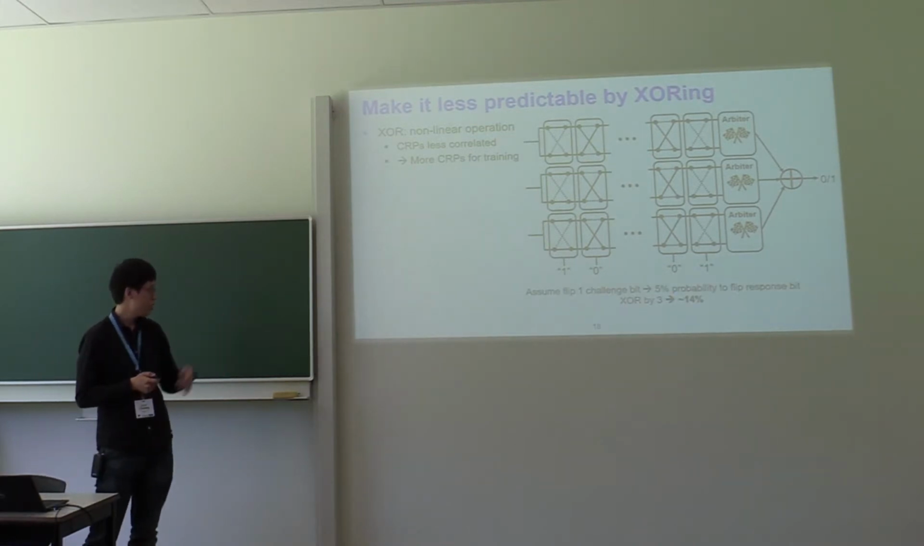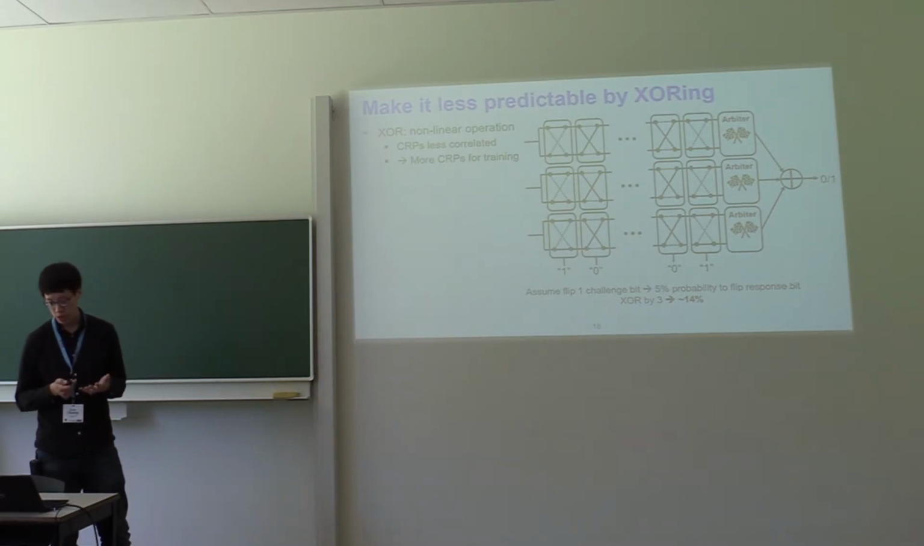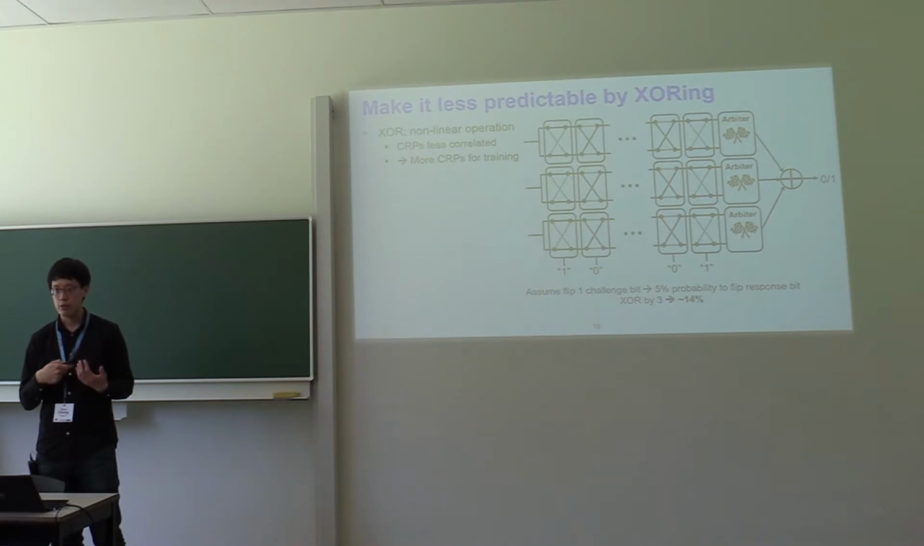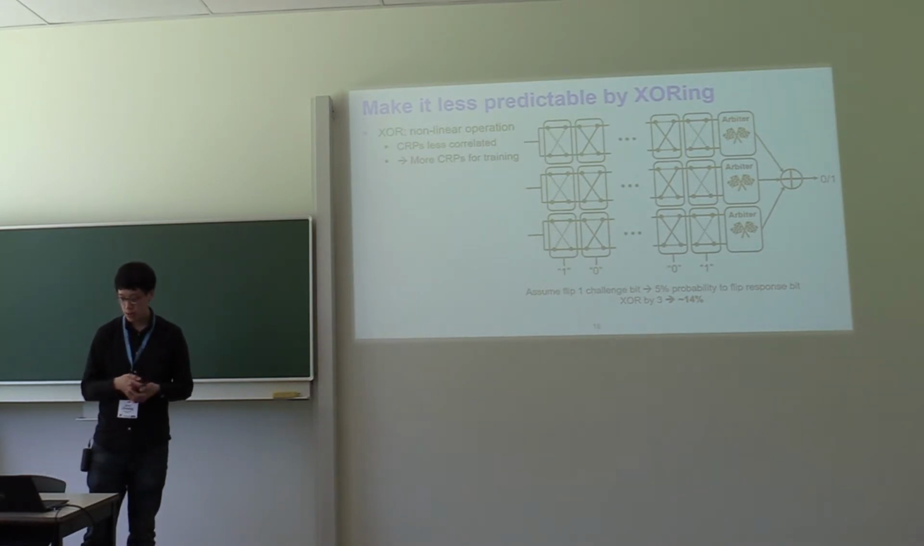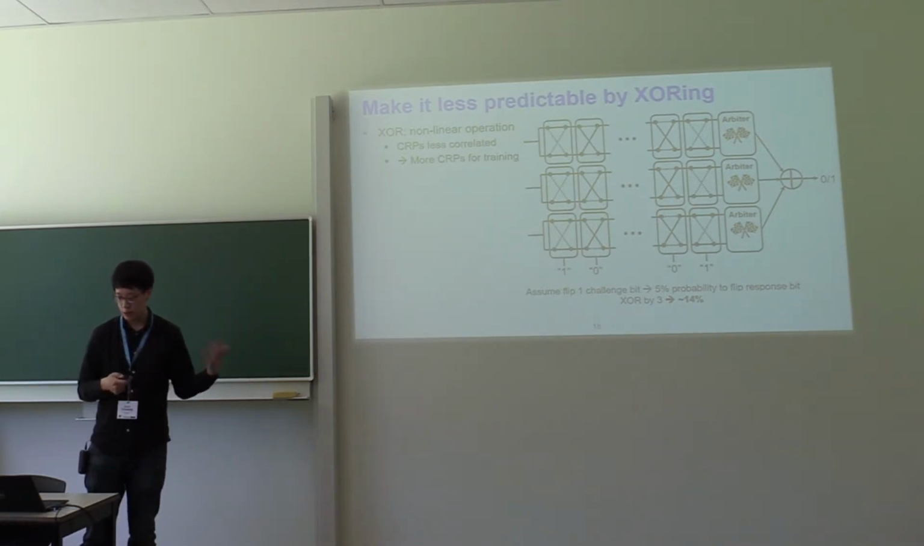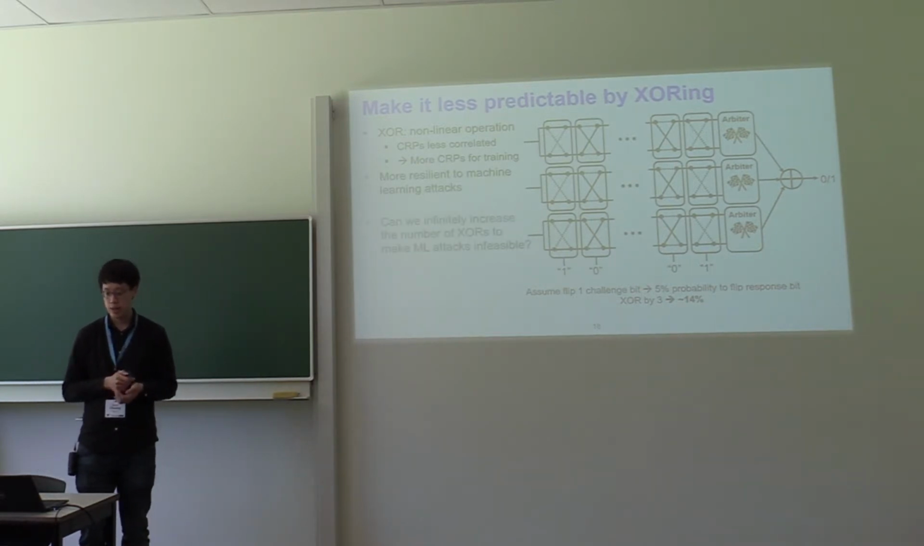Assume we have 1 bit flip in the challenge, resulting in a 5% flip of response bits. Then if we XOR by 3, this probability becomes 14%, which is higher than the 5%. And so it will be more resilient to machine learning attacks.